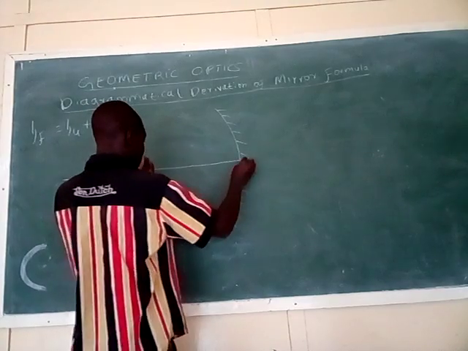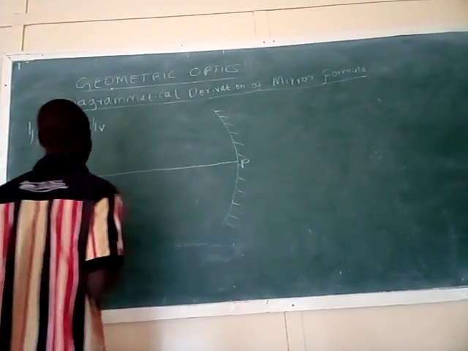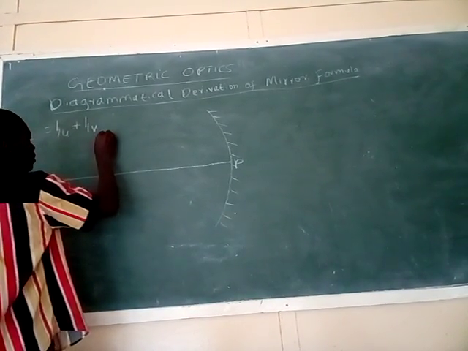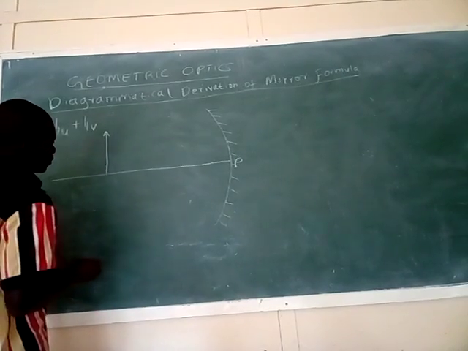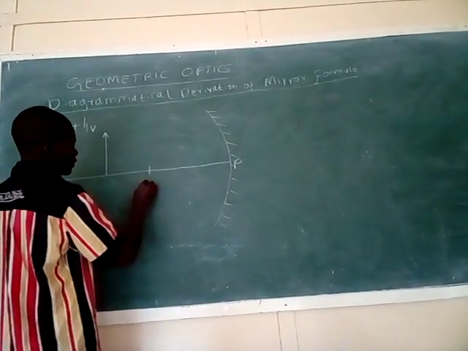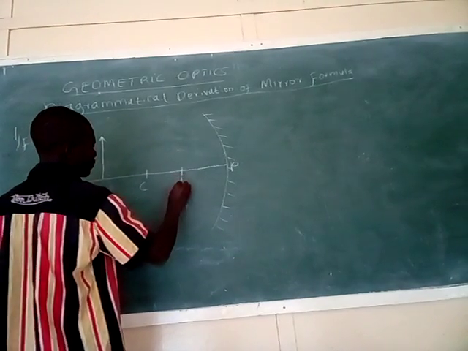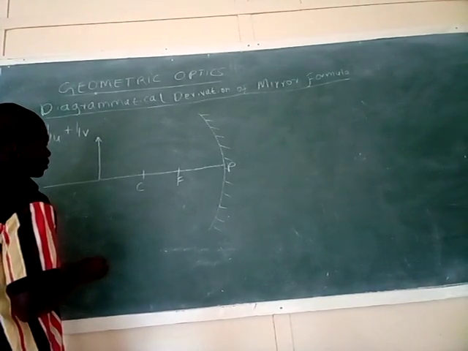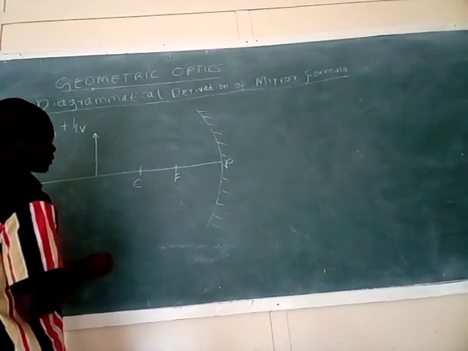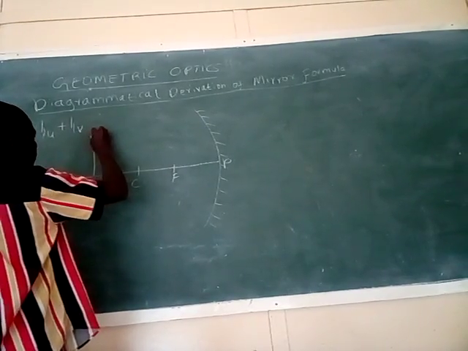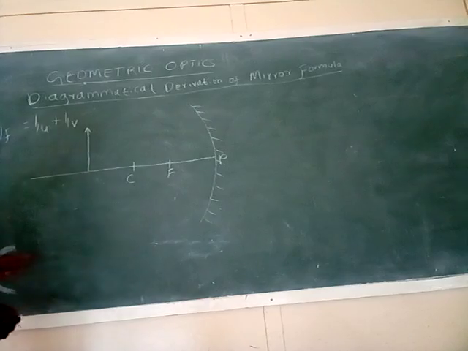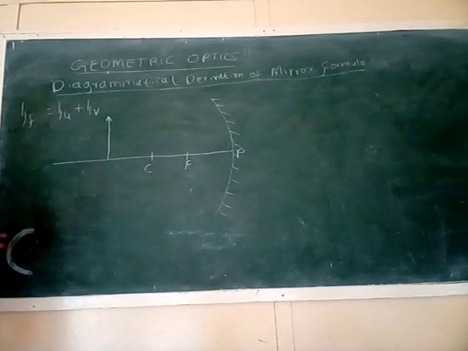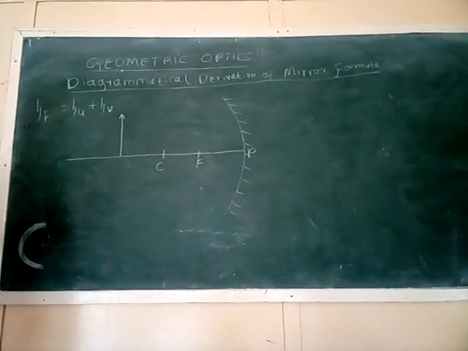And on the concave mirror, this is the pole of the mirror. Then let's say there is an object here. And then we have C, the center of curvature. Then F is the focal point. You can draw any ray, a ray passing through F, a ray passing through C, so long as you come up with a full diagram of reflection.